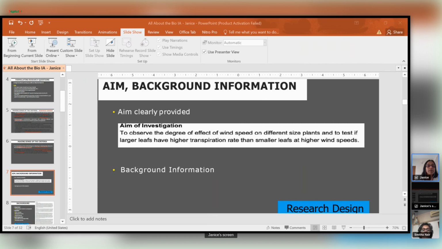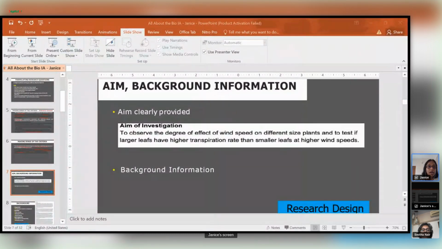So if I'm going to do an experiment on transpiration, can you see it? Yes, I can see. So now I'm going to do an experiment on transpiration. It says: degree of effect of wind speed on different size plants, and to test if larger leaves have higher transpiration rate than smaller leaves at higher wind speeds, where it is not that clear as to what I am going to do. So here the independent variable, the degree, can vary from one extent to the other. I have not mentioned which plant or what the size is. So it is just the aim of what I am planning to do.